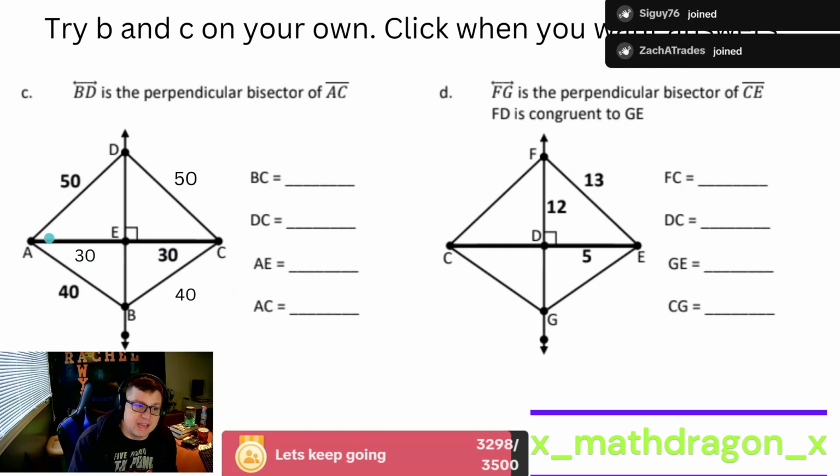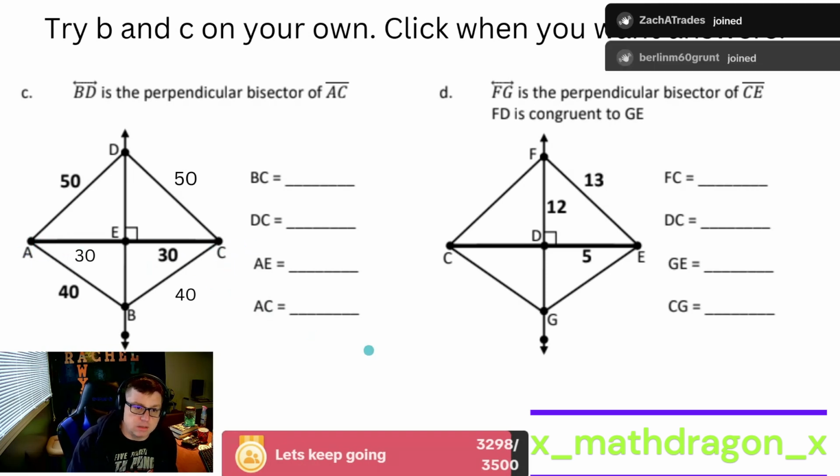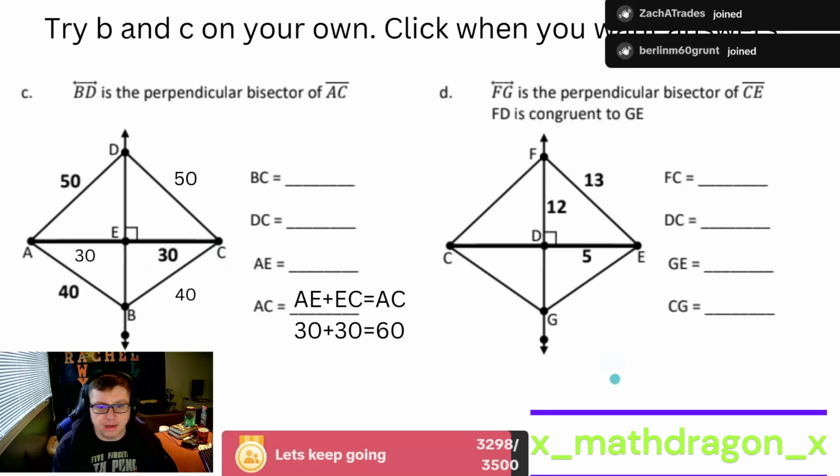And then the last one is AC, so we're going to go all the way across and use the segment addition postulate again. 30 plus 30 is 60, so AC is going to be 60. FC should be the same as FE. DC would be 5, or CD, depending on which direction we go, here to here or there to there. Same distance either way.